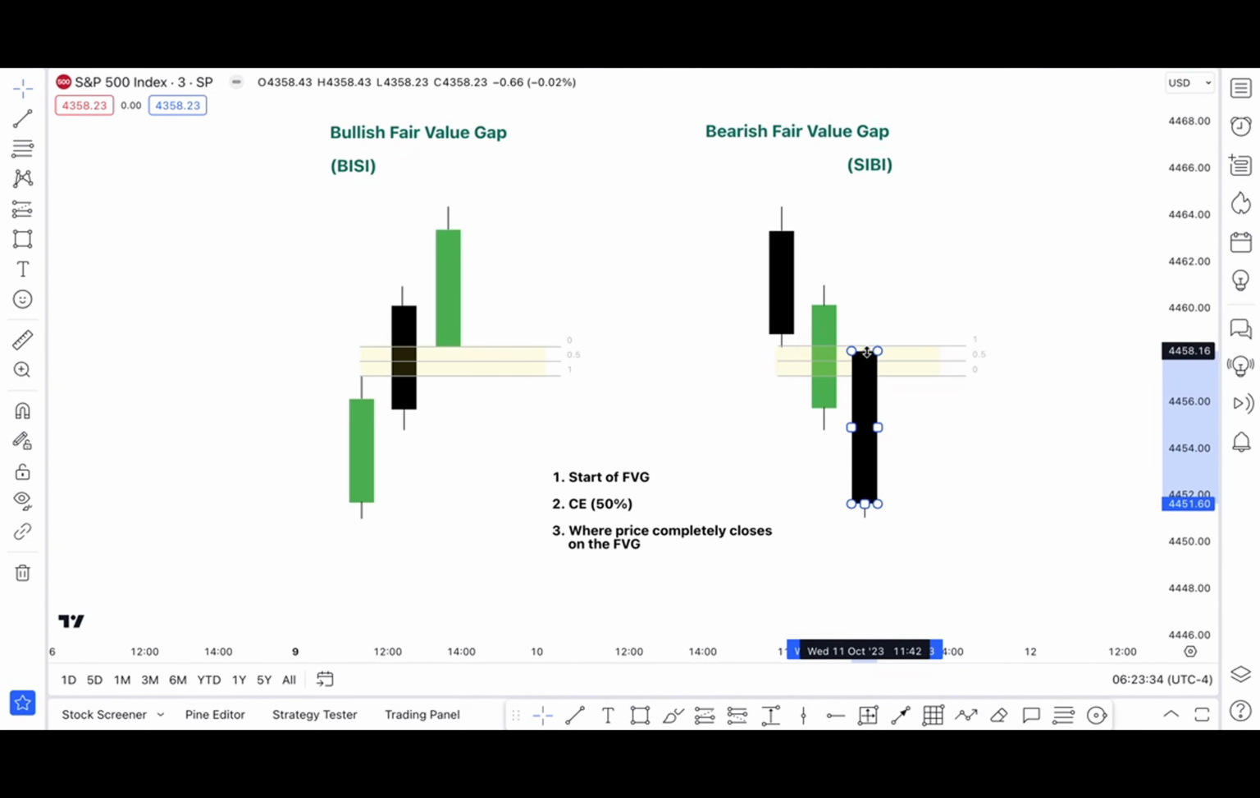If it closes above the consequent encroachment, you should expect price to go up. And you should be really flexible on this. If it closes a little bit above the consequent encroachment, you should still expect price going lower, but consequent encroachment is a really important part to indicate if price is going to continue downwards or it comes back up.